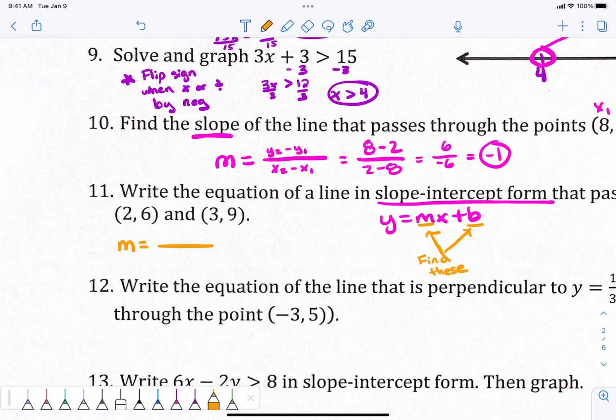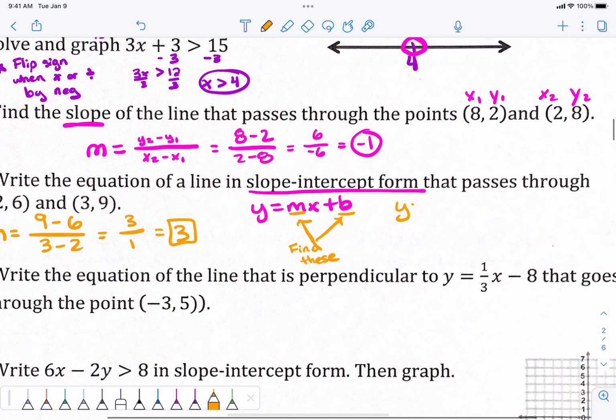Which one is your y2? 9 minus 6 over 3 minus 2. 9 minus 6 is 3. 3 minus 2 is 1. So your slope is 3. Is that 9 minus 6, is that the y2? That's y2 minus y1. Yep. And the bottom is x2 minus x1. Okay, so your slope is 3, yeah?